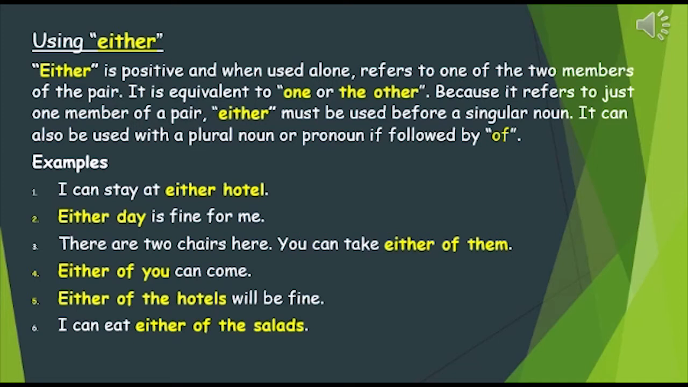Either of you can come. If you are choosing between two, one of you can come. Either of the hotels will be fine. Any one of these hotels will be suitable. I can eat either of the salads. If you have two types of salad, I can eat one of these two types.